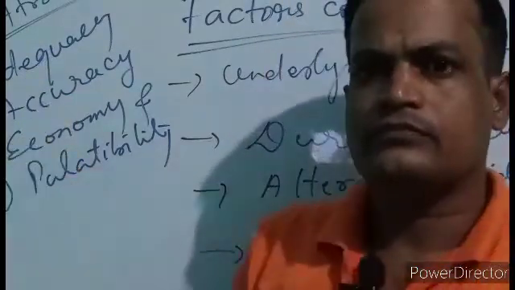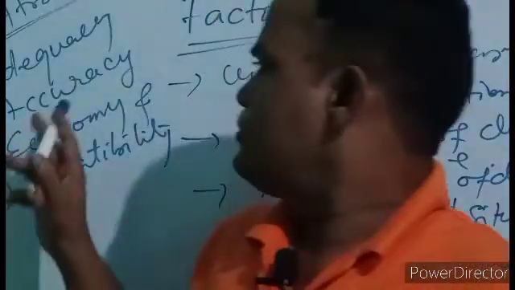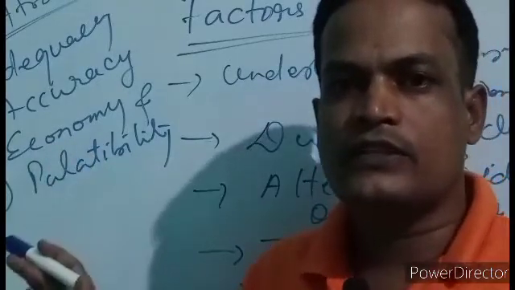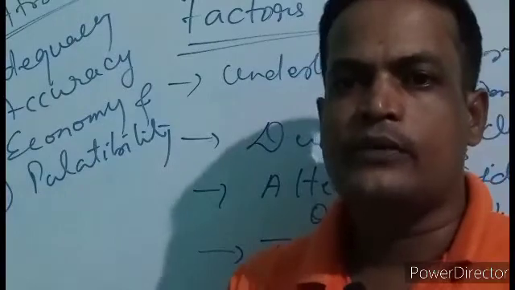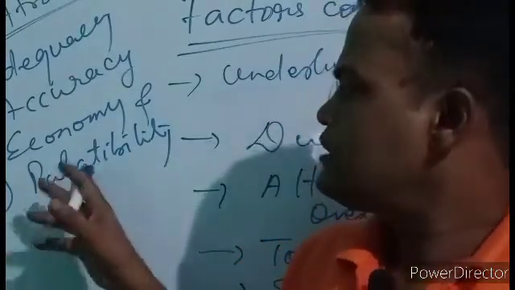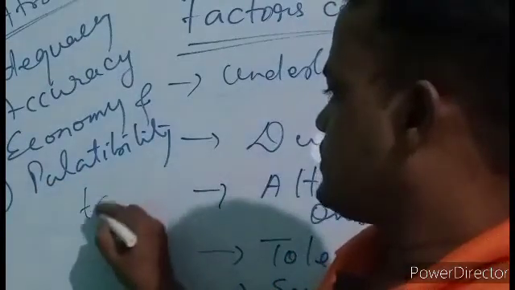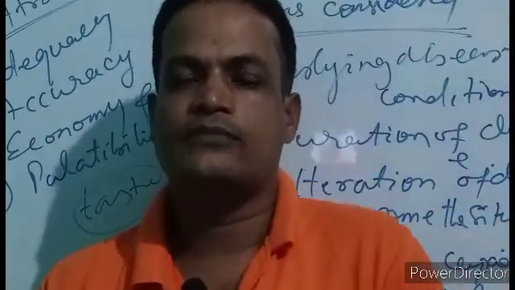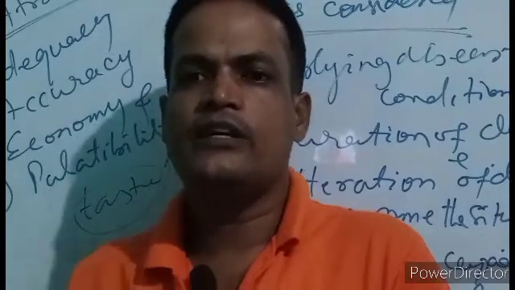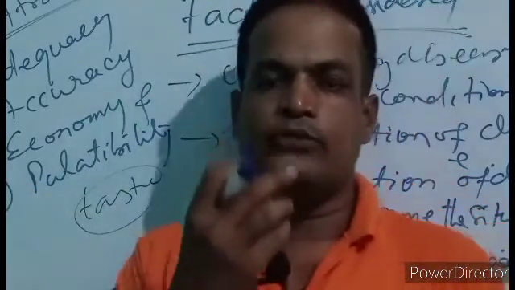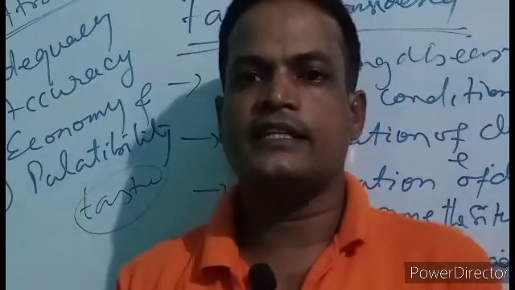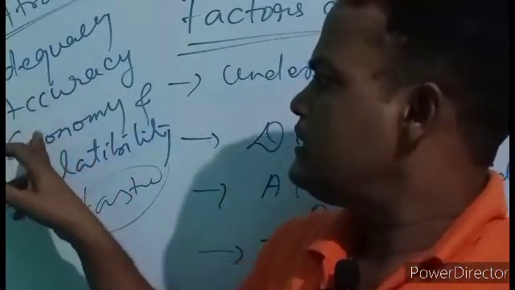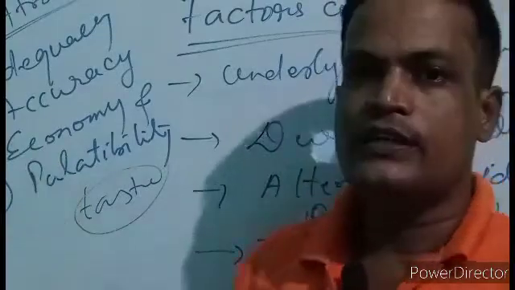Next is the economic condition of the patient: whether he or she can afford this diet or nutrient or not. Economic condition is also taken in mind while planning diet therapy. Next is palatability. Palatability means taste: how is the taste, how does the food feel, is it easily eatable, will the patient be interested, can he easily use it or not. That should be kept in mind. So adequacy, accuracy, economy and palatability are the four attributes of diet therapy.